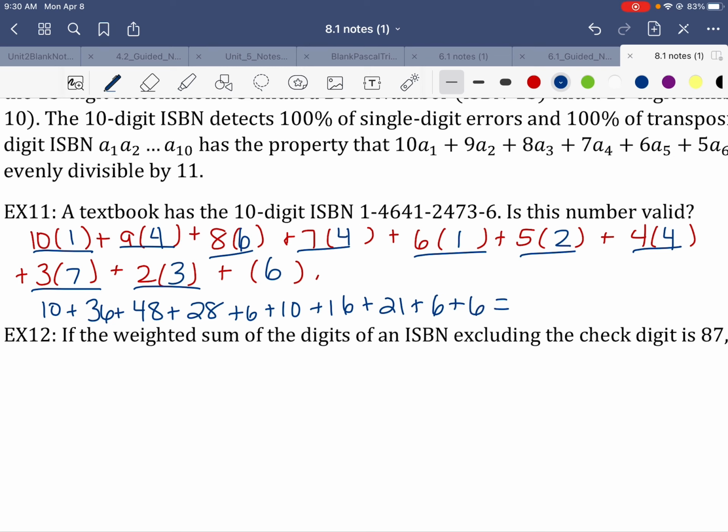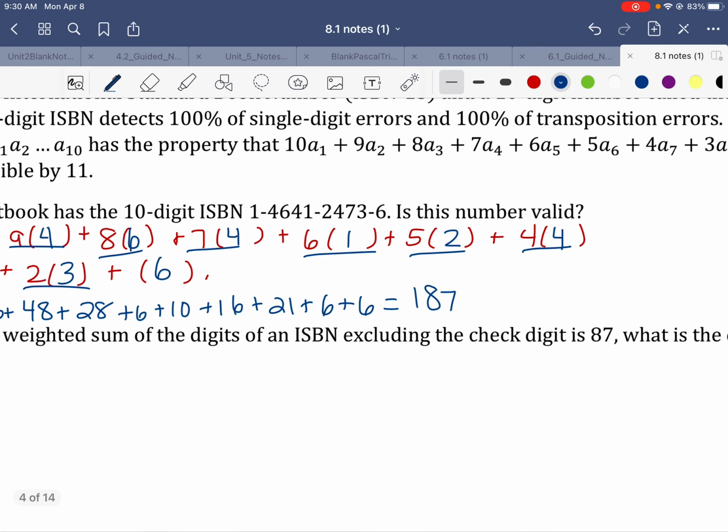So pause this video and go ahead and add up all of those and then come back. All right, once you add them all up, you should have 187. And then to check and see if it's valid, I'm going to take that 187 and divide by 11. When I do that on my calculator, I get 11. And so, yes, I know that this is a valid number. So we say, yes, it's valid, but make sure you show your work. Had this had any decimals, then that would not be true.